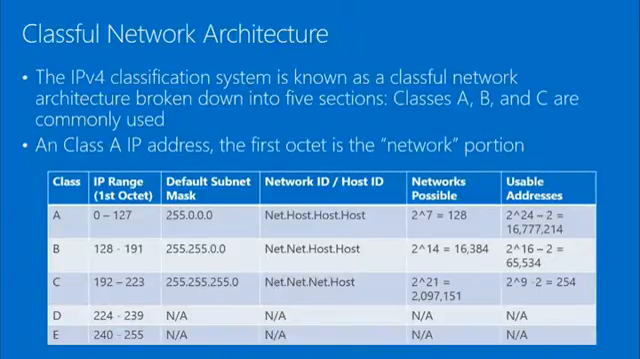We talk about networks possible and then usable addresses. Notice for usable addresses, it's the number of addresses minus 2. Why? Well, all zeros is the network address and all ones is the broadcast address. Is that correct, Christopher?